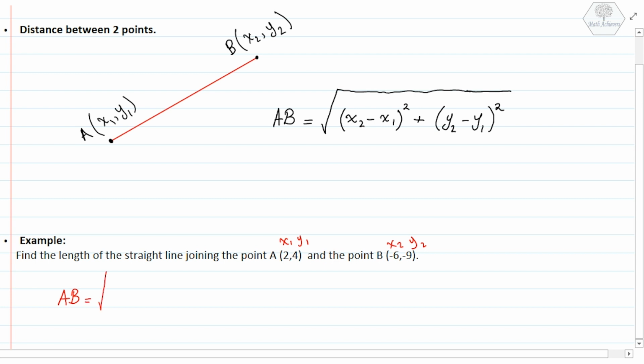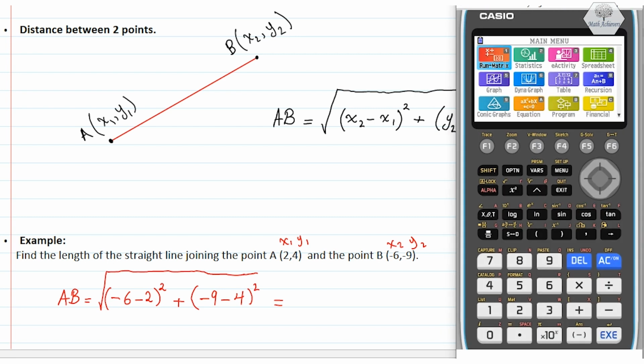So the distance AB is equal to the square root of x2 minus x1 squared, so -6 minus 2, all of it squared, plus -9, which is y2, minus y1, which is 4, all of it squared. To find out this value, I can simply plug in these values into my GDC.